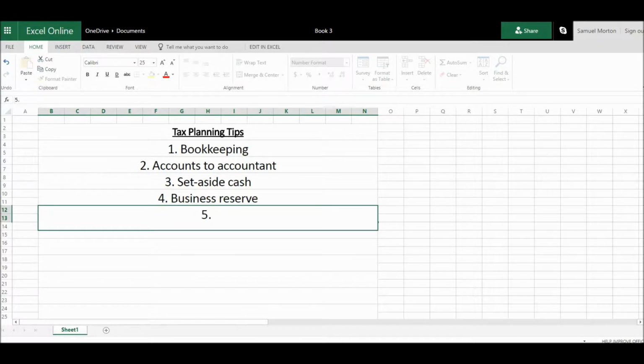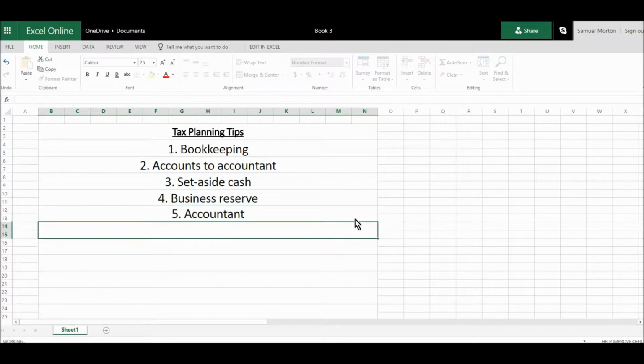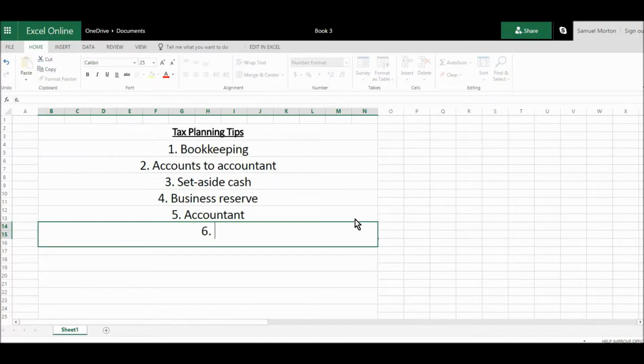Tip number 5 is to speak to your accountant. If you don't have an accountant, I suggest you look at getting one, because you can actually save on tax if you have an accountant. They may know some ways that you can save tax and reduce your tax bill, but they can also help you plan for tax payments. So if you're really stuck when it comes to paying your tax bill, then I suggest you speak to your accountant and see what advice they have for you.